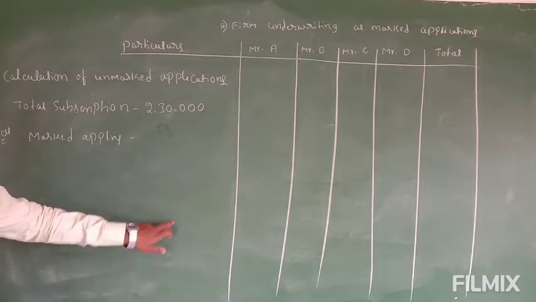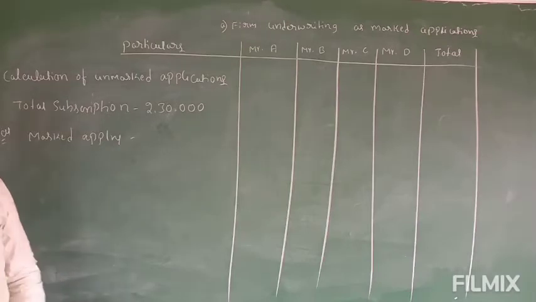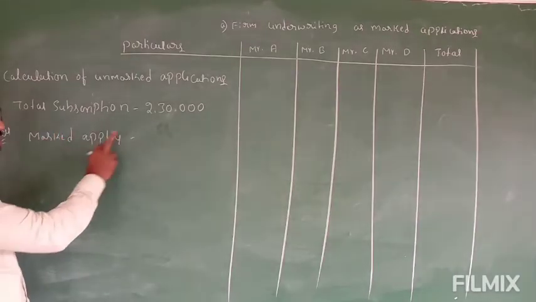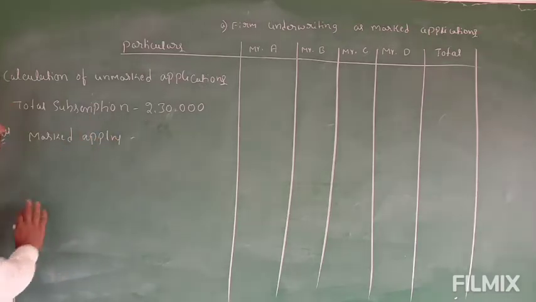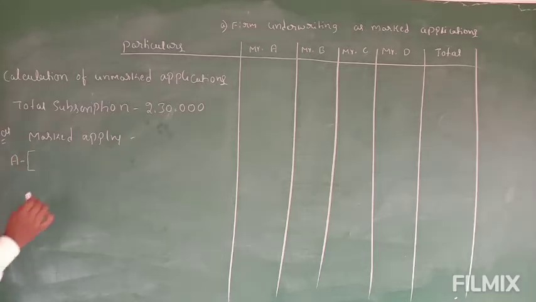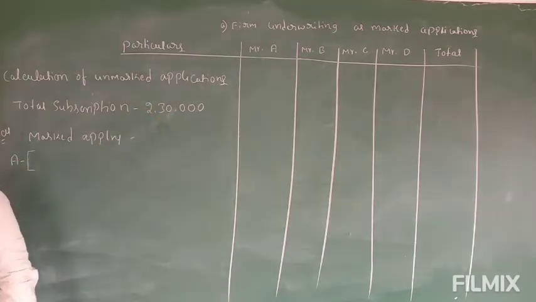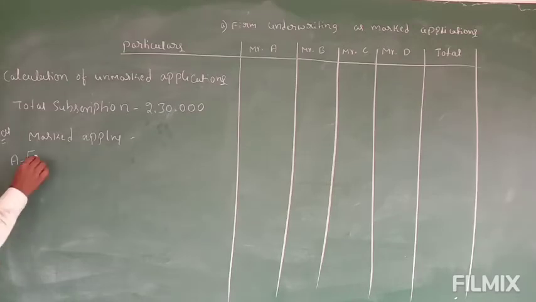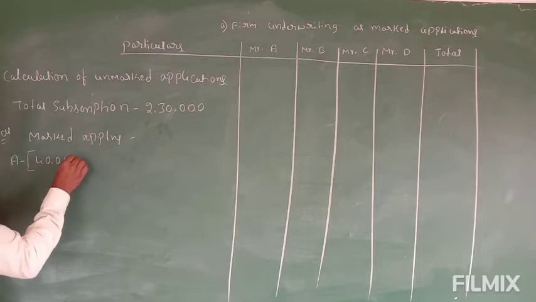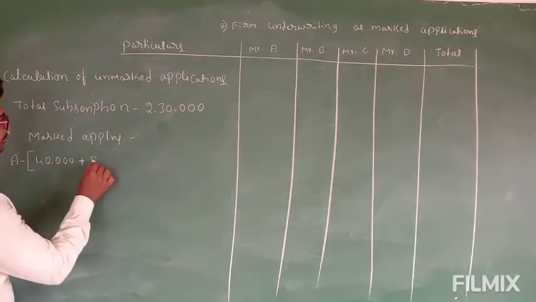Now the first query: firm underwriting treated as marked applications. So total subscription less marked applications. Total subscription less marked applications: we should take the marked applications of A along with firm underwriting, because firm underwriting is treated as marked applications. Marked applications of A is 40,000 shares, and we should also consider A's firm underwriting, which is 8,000.